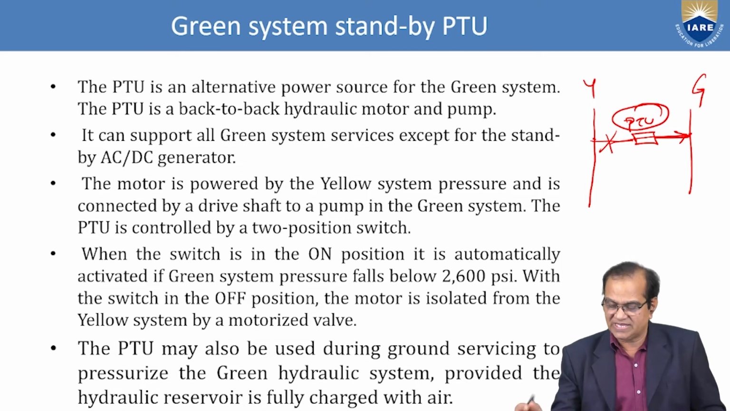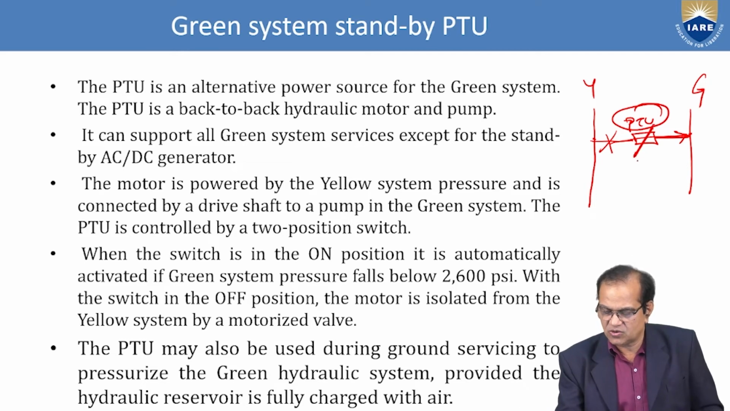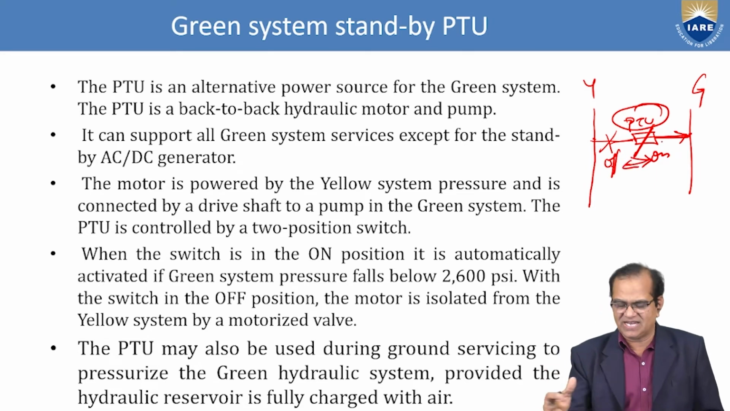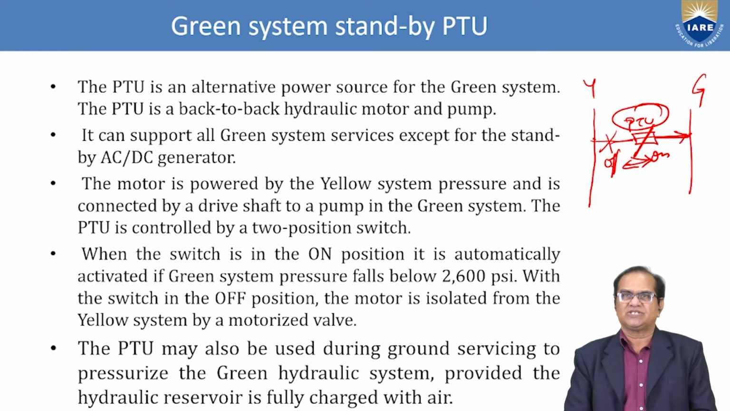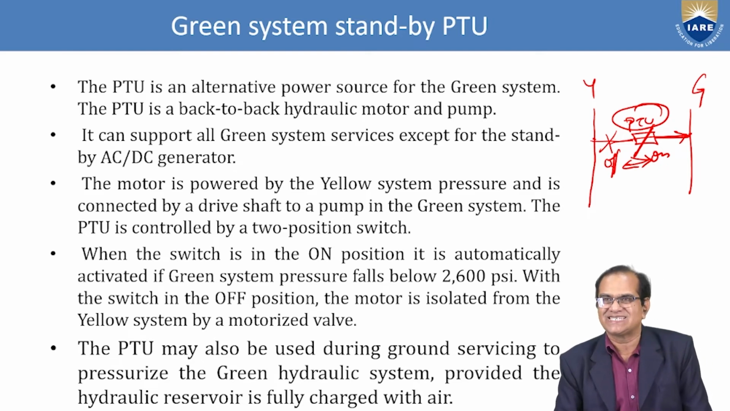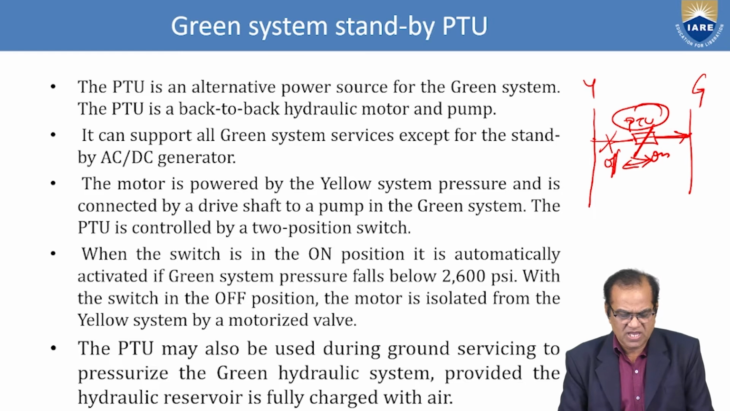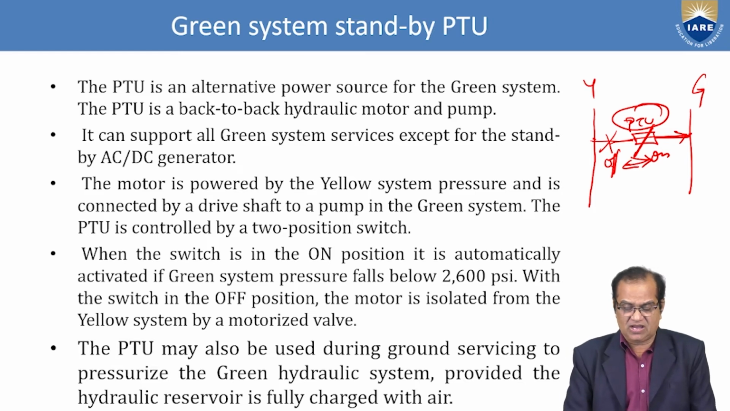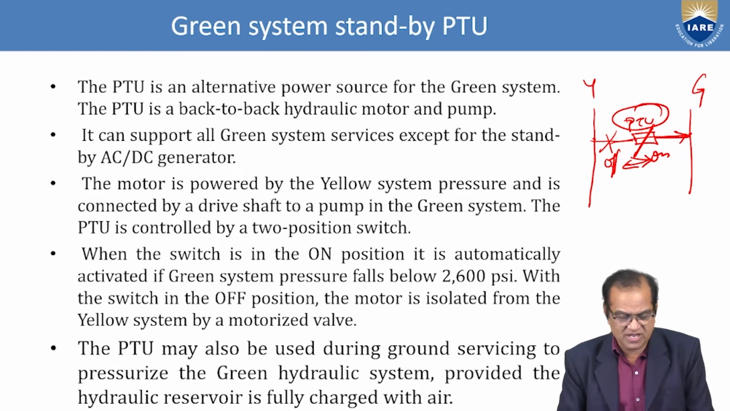So here there is a switch, on or off. If you make it here, it is on. If you make it here, it is off. It is like a shut off valve. When the switch is in the on position, it is automatically activated if green system pressure falls below 2600 psi. With the switch in the off position, the motor is isolated from the yellow system by the motorized valve.